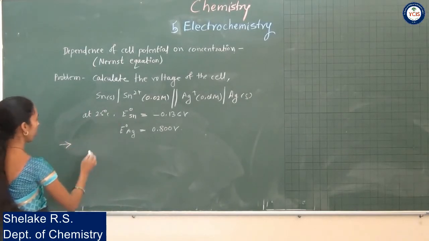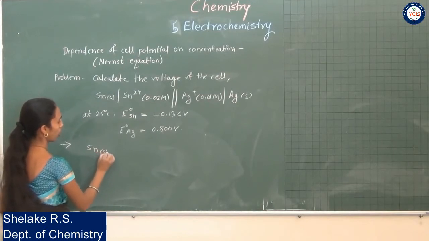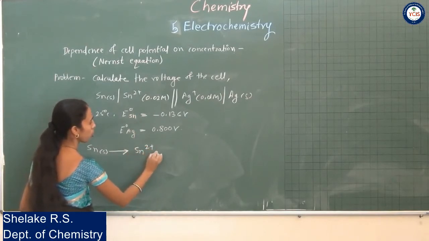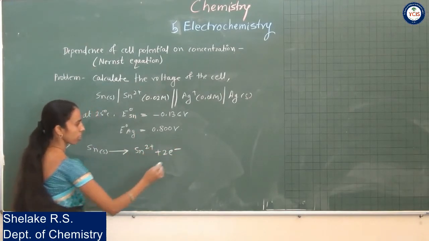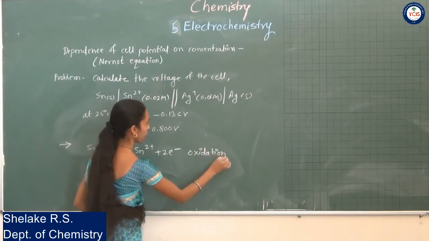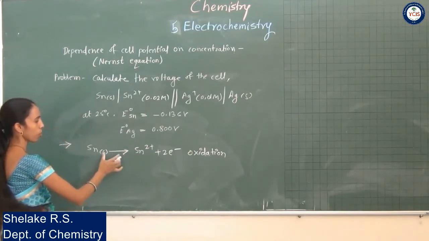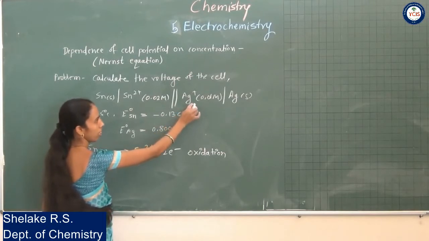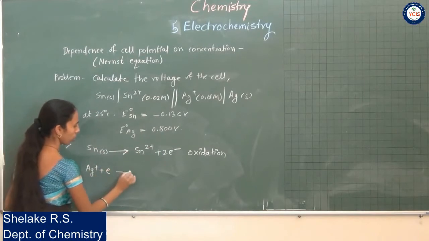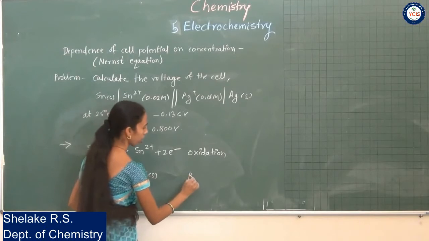See, first we have to write the cell reaction. Sn solid is converted into Sn2+ by losing 2 electrons. Remember, this is the oxidation reaction. Now these 2 electrons lost by the Sn will be taken by the Ag: Ag+ plus electron will be converted into Ag solid. This is the reduction reaction.